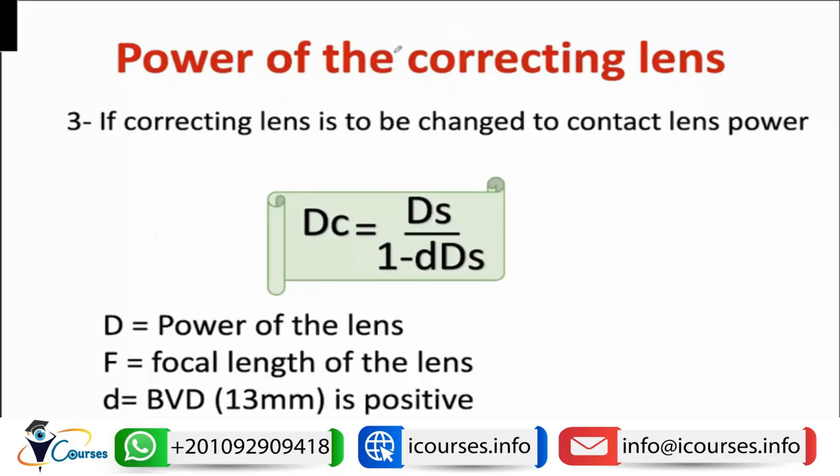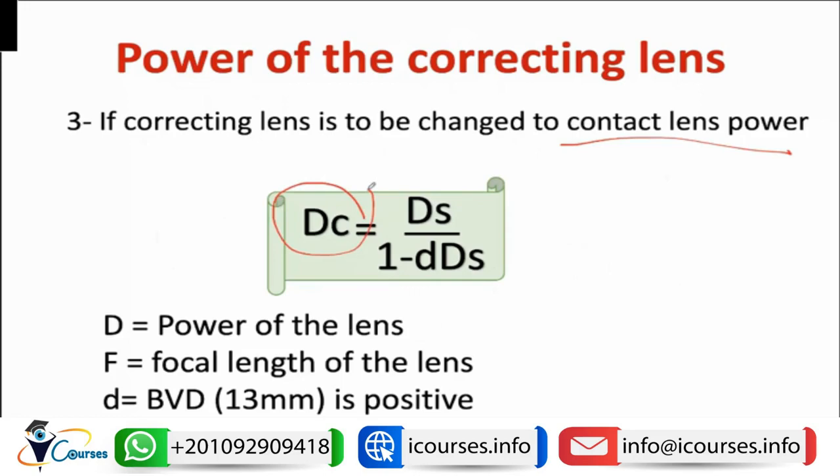So what happens if we substitute the corrective glasses with a corrective contact lens? If we want to change from glasses to contact lens, then we use this formula: the power of the contact lens equals the power of the spectacle divided by 1 minus the back vertex distance multiplied by the power of the glasses. So if we have the power of the lens and the back vertex distance, we can calculate the power of the contact lens.